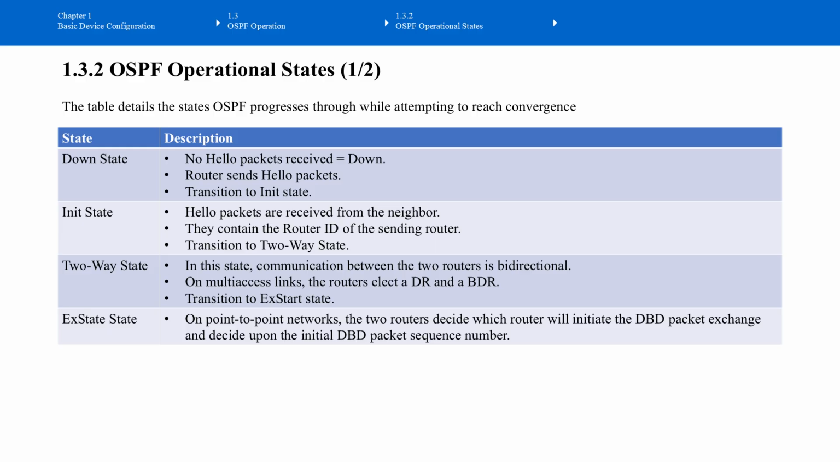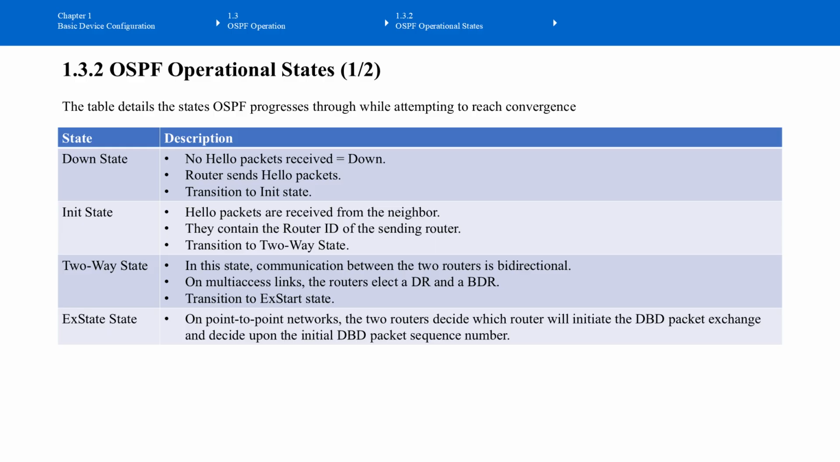The third one is the two-way state. The two-way state confirms that communication works in both directions. Both routers can send hello packets, can receive hello packets, and recognize each other as neighbors. This is called bidirectional communication.